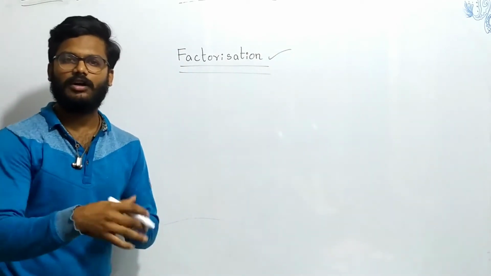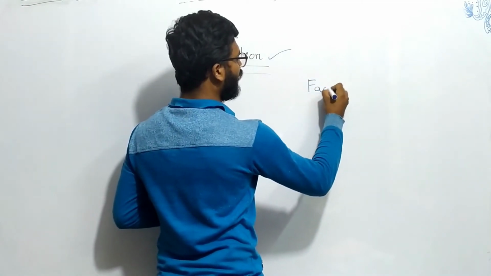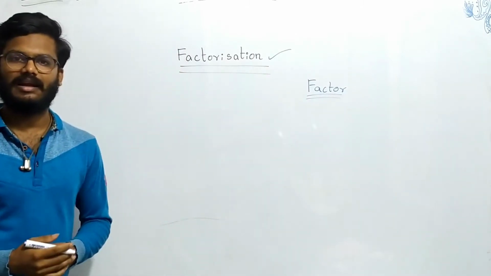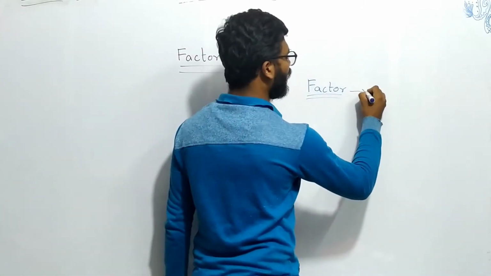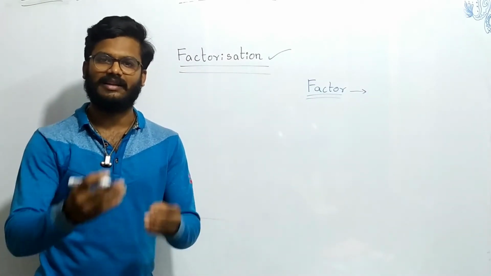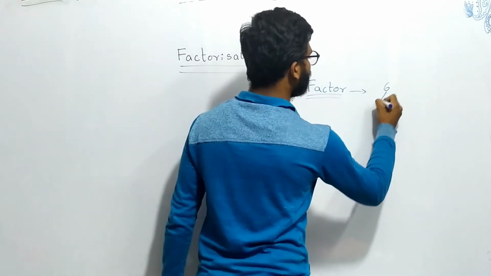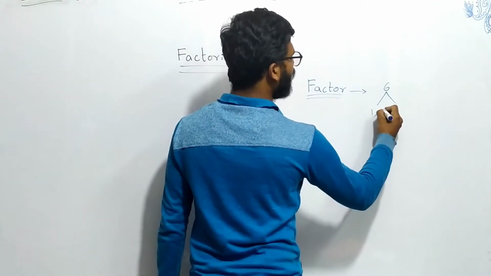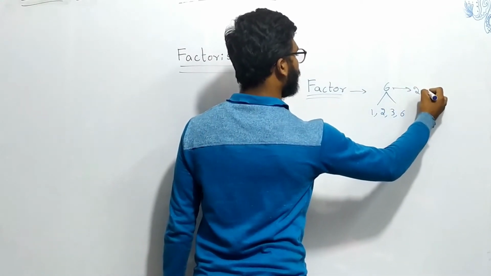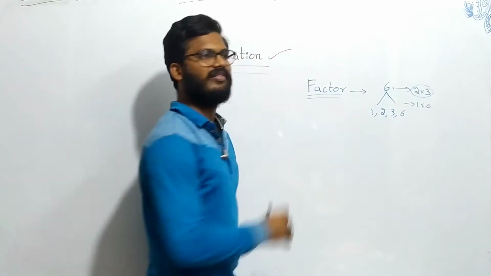So first, before going to factorization, we should know what is meant by a factor, right? You all know this from your earlier classes: when a number divides another number exactly, then it is said to be a factor of the other one, right? So if you want the factors of 6, what are those? 1, 2, 3, 6. Why? Because 6 can be written as the product of two numbers, 1 into 6. So all these are factors.